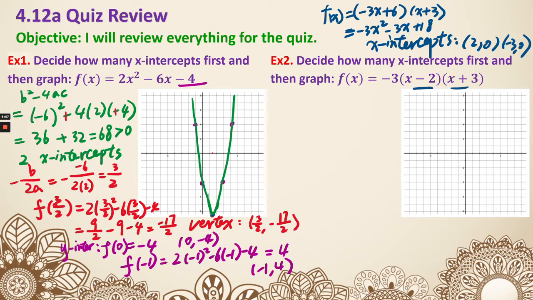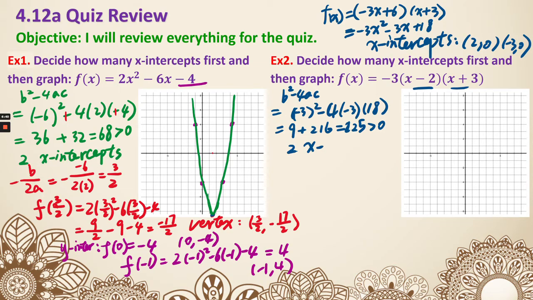In order for me to decide how many x-intercepts I may have, b squared minus 4ac, I would have negative 3 squared minus 4 times negative 3 times 18. That's going to be 9 plus 12 times 18. That is going to be 216, which is 225, which is greater than 0. So I have 2 x-intercepts.